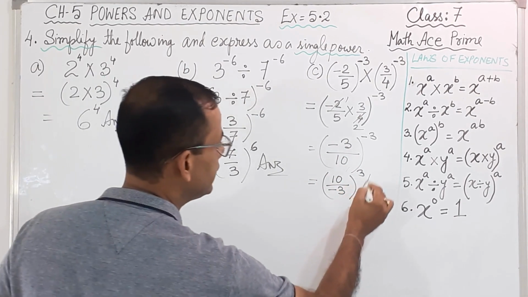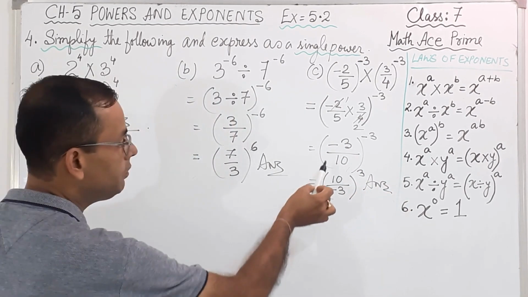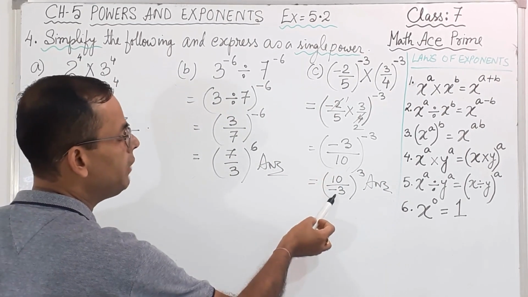Okay, and this is the answer. Okay, so we got the answer. Now see, this is the answer given in your book only. Okay, so 10 by minus 3.